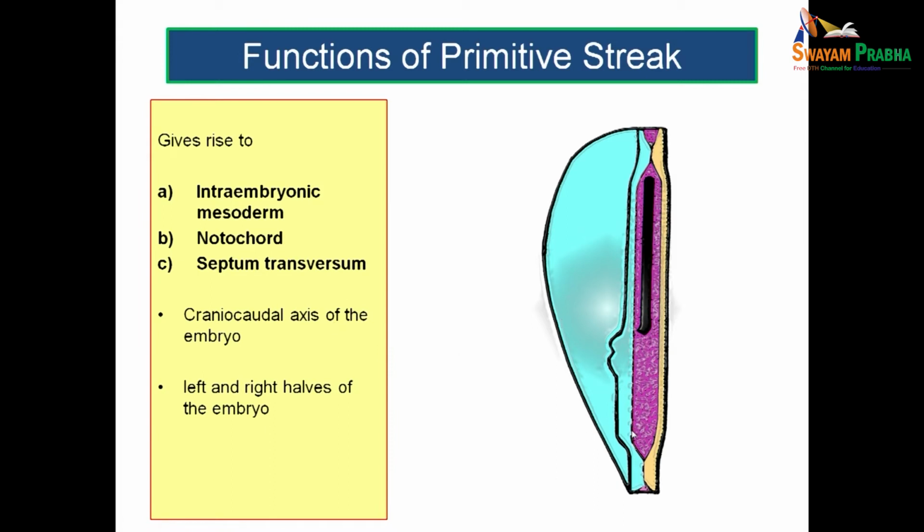After the formation of the primitive streak, it establishes a craniocaudal axis for the embryo, and once this primitive streak is formed, we can make a cut in the embryonic disc and say it is divided into right and left halves. Until the formation of the primitive streak, it will be just like a disc and we won't be able to divide it exactly into right and left halves. But once the primitive streak is formed, if we pass a line through it, that will divide the disc into right and left halves. So these are the functions of the primitive streak.